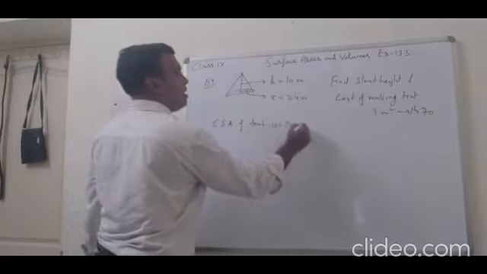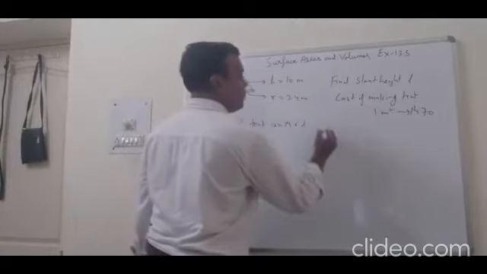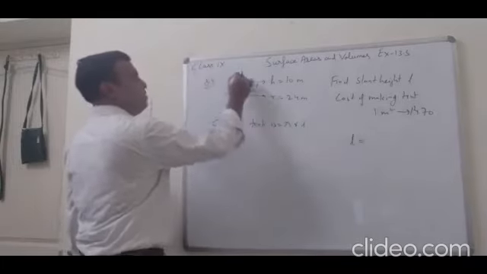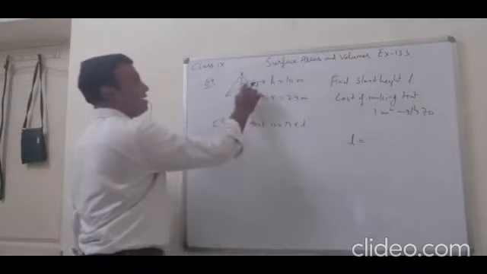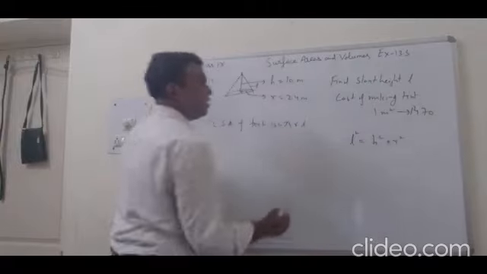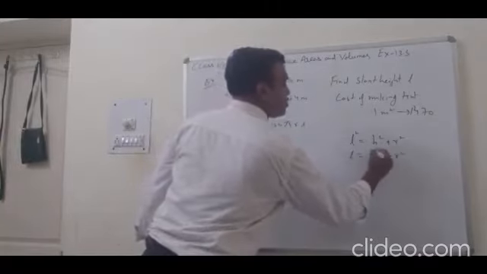πrL. Here it is r, here it is h. L is not given to you. First we have to find out the slant height. This is slant height L. We use the Pythagoras theorem. This is a right angle triangle. L square is equal to h square plus r square. So L is equal to under root h square plus r square.